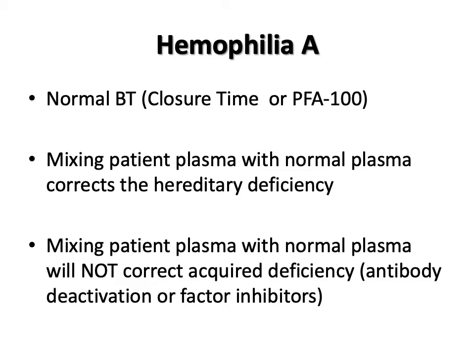Mixing patient plasma with normal plasma in a 1-to-1 ratio will correct a patient's prolonged APTT if they have a factor deficiency, such as factor VIII. However, if the patient has an acquired deficiency due to an antibody deactivation or a factor inhibitor, the mixing study will not correct the prolonged APTT.